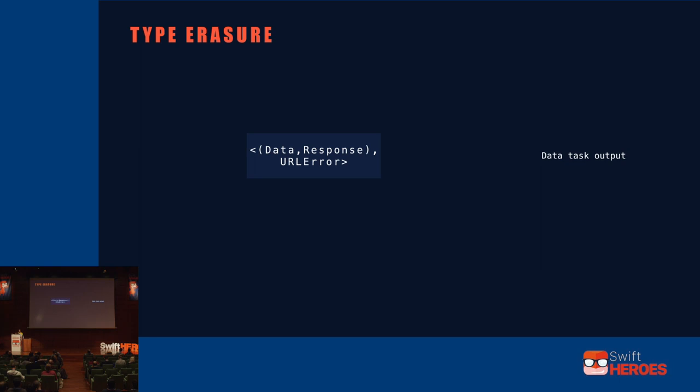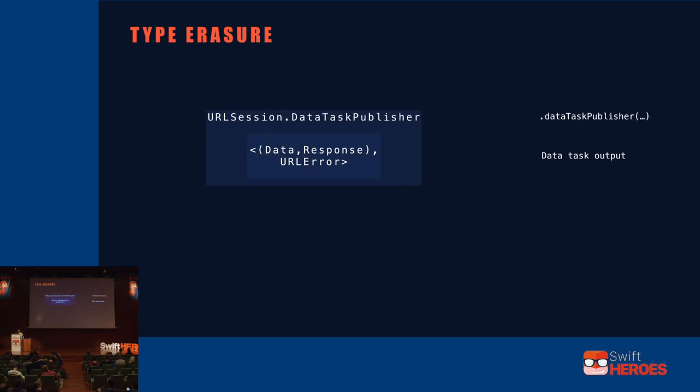So let's take the previous example. We have an output data type, like I said, with data and response, and URLError as the error type downstream. And this is our main output. This is the starting output we are getting from the data task publisher.